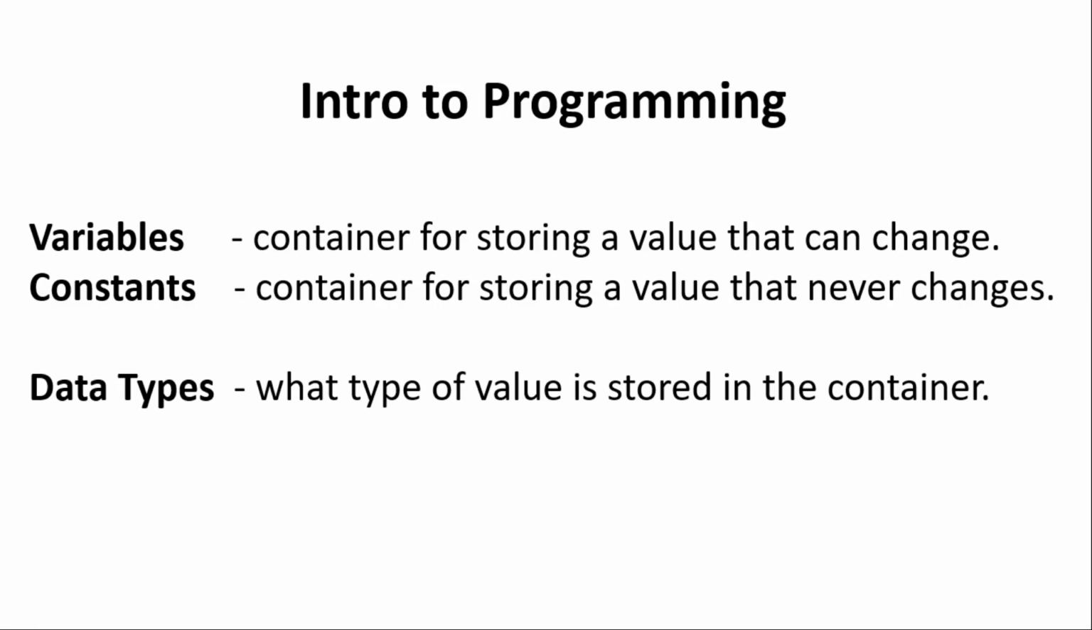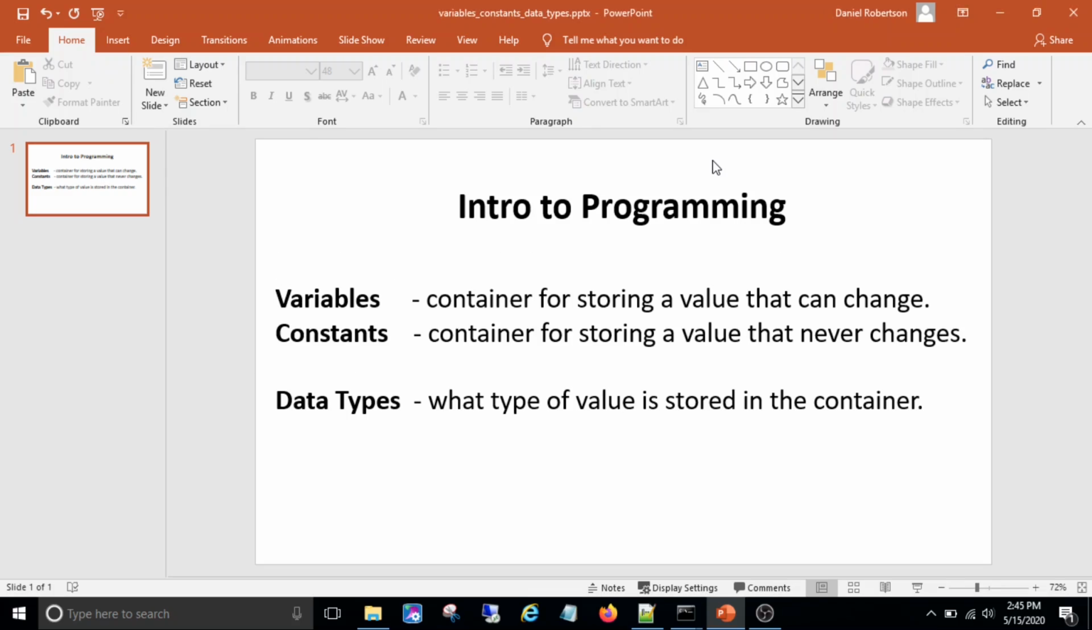And then the third thing is data types. So this is where you tell what type of value you're going to store inside the container, be it the variable or the constant or whatever it is. There are different types of data types. Like if you're going to store words, then that would be a string value. If you're going to store a number, there's all different types of number data types, like an integer or a real. And then if something is only true or false, then that would be a Boolean data type. So that's enough PowerPoint. Let's jump into some code.